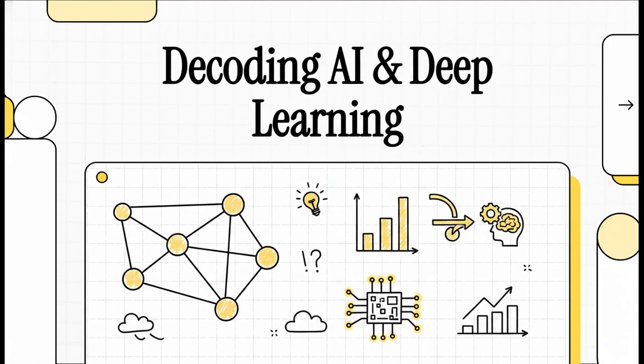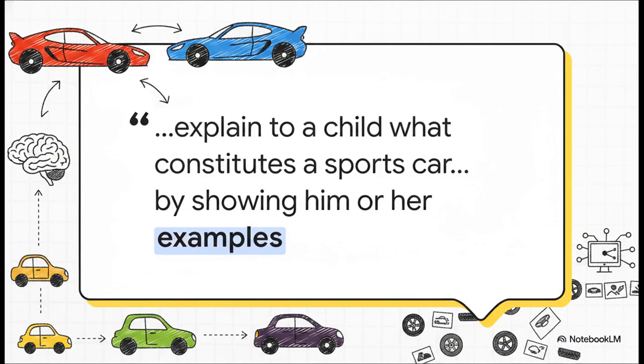Let's dive in. I absolutely love the analogy our source material uses to frame this. Think about how we learn as humans. You wouldn't teach a child what a sports car is by handing them a massive spreadsheet of rules about engine torque and aerodynamics, right? No way. You just show them a few examples, and their brain naturally connects the dots. Well, machine learning essentially attempts to replicate that exact same process.